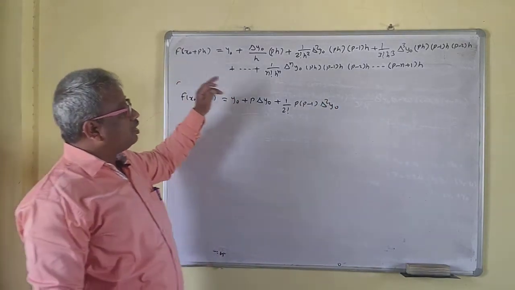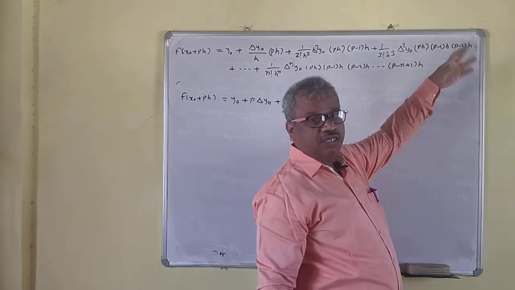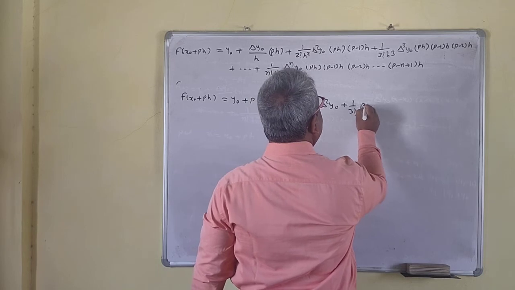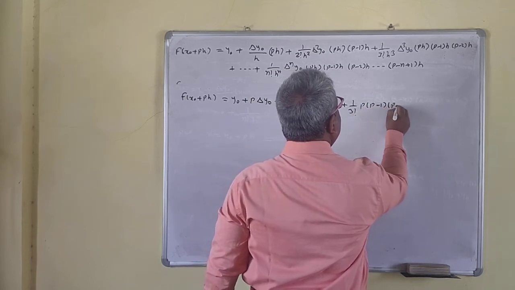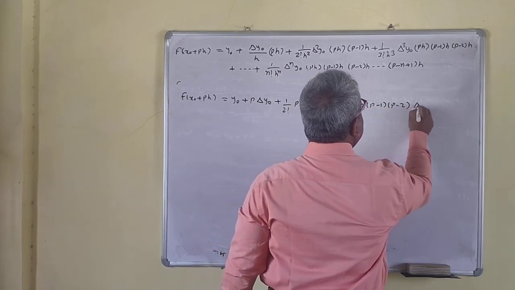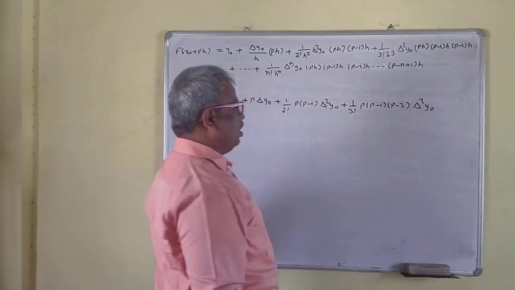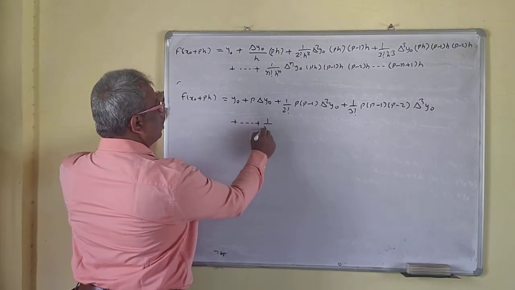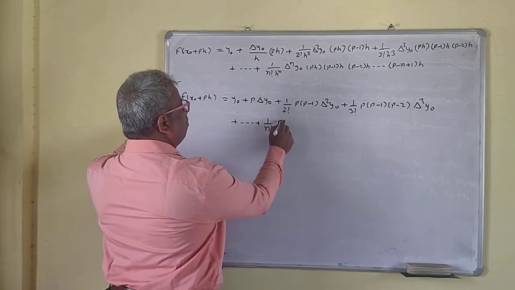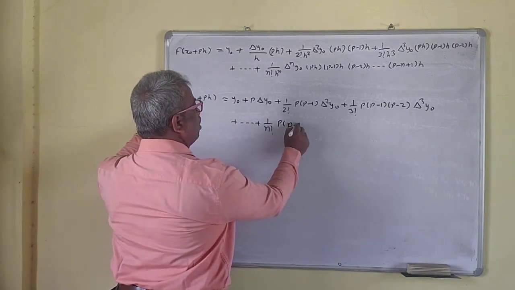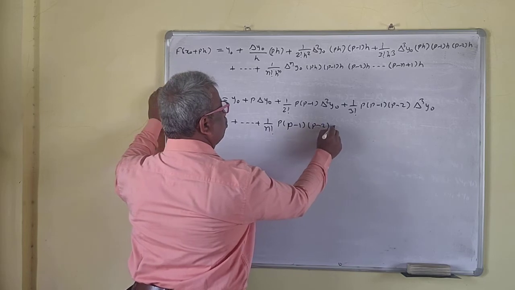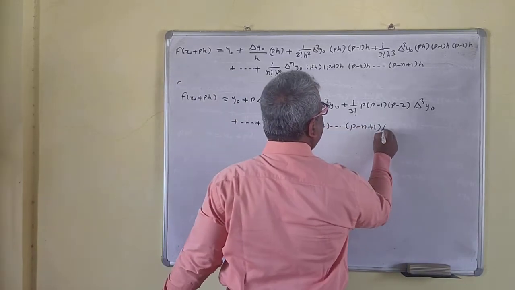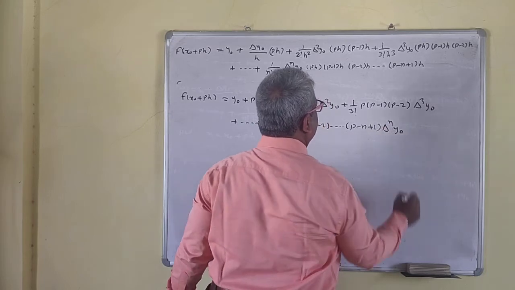Right? Plus, now this is h cube, so the 3 h get cancelled. So this will be 1 upon 3 factorial p into p minus 1 into p minus 2 del cube y naught, plus dot dot plus 1 upon n factorial p into p minus 1 into p minus 2 dot dot p minus n plus 1, del to the power n y naught.